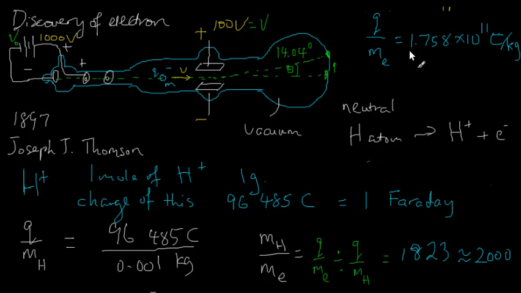When Thomson discovered the electron, he was only able to measure the charge-to-mass ratio, but not the separate values of the charge or the mass of the electron. About 10 years after this discovery, the charge of the electron was finally measured.